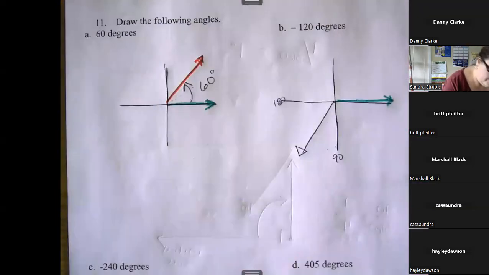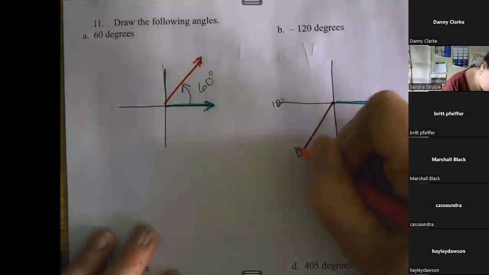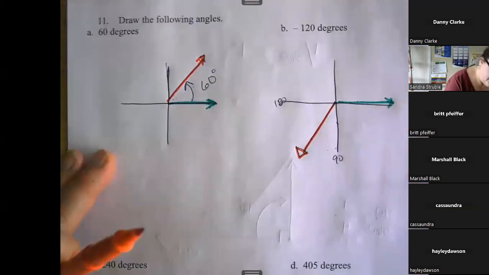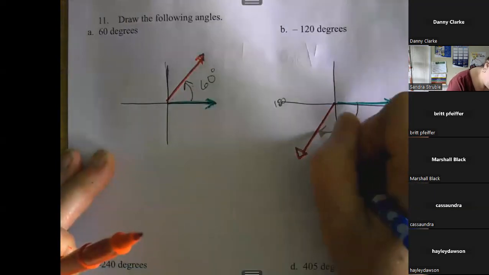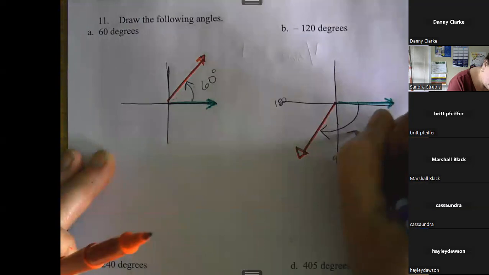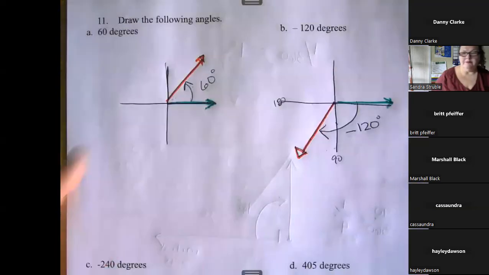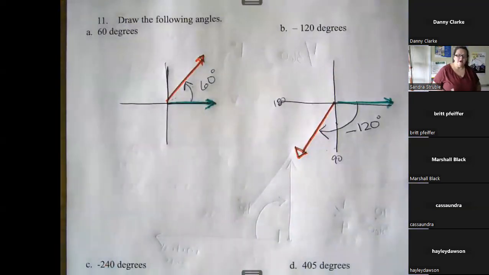Should I use my red? And understand that your angle is not like this one. It is going this way. So it is negative 120 degrees. It is going clockwise.